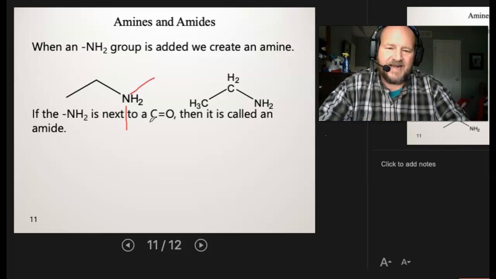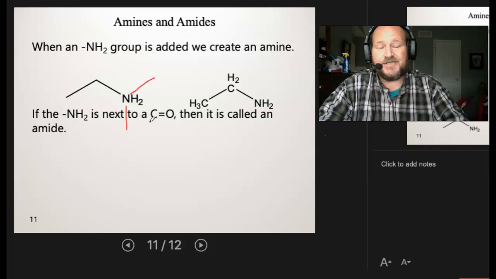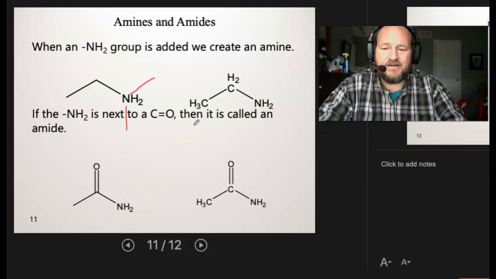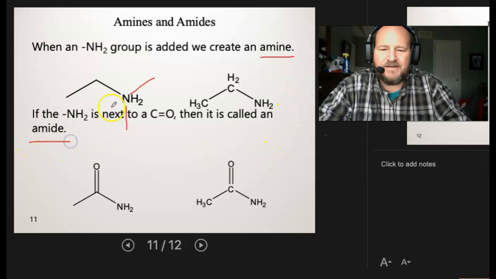Now, if that nitrogen is connected to a carbonyl, right? So here's our C double bond O, we have our carbonyl, then we have a nitrogen, that's going to be an amide, okay? An amide. So it's the difference in the N versus the D. So amine or an amide.